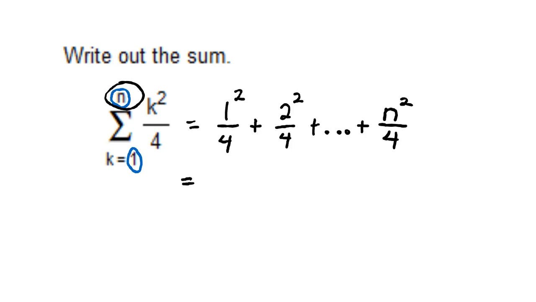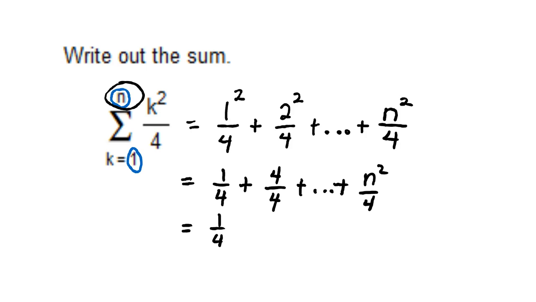Now let's simplify. 1 squared is 1. So our first term is 1/4. Our second term, 2 squared is 4. So we have 4 over 4. And we have 1 as our second term. So this is how we write out the sum using sigma notation.